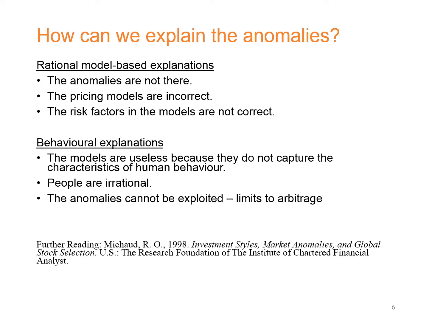How can we explain the anomalies? There are two ways. First, rational model-based explanation, and second, behavioral explanations. Capital markets are episodically informationally inefficient. The existence of market anomalies may reflect misestimated or omitted systematic risks.